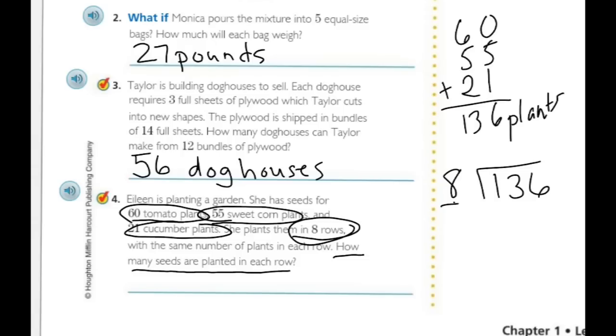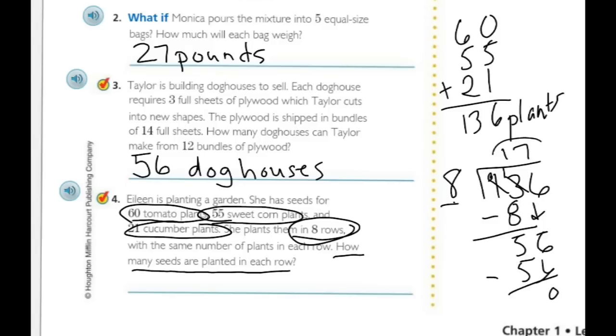8 can't go into 1, but it can go into 13. 8 goes into 13 one time. And when I subtract, I can't take 8 from 3, so I borrow and I make that 13, making the 0 gone. Just regrouping there. 13 minus 8 is 5. And then I'm going to bring down my 6. And 8 goes into 56 7 times. So 7 times 8 is 56 with a remainder of 0. So I get 17 plants in each of the rows.